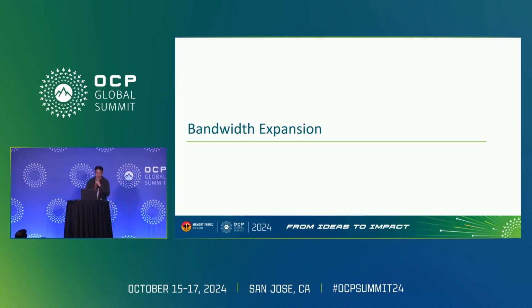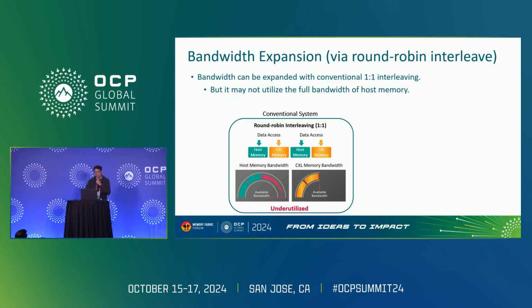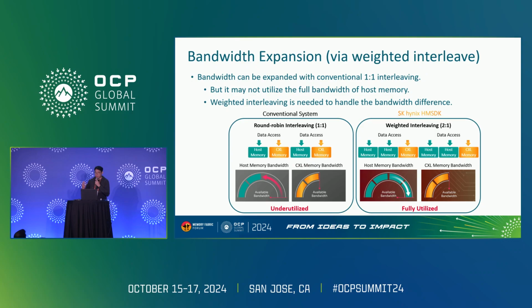The first one is bandwidth expansion. The conventional round robin interleave can work, but it doesn't consider the bandwidth characteristic difference. It just distributes the pages evenly, so it doesn't consider the bandwidth difference. With the weighted interleave, we can consider the bandwidth difference.